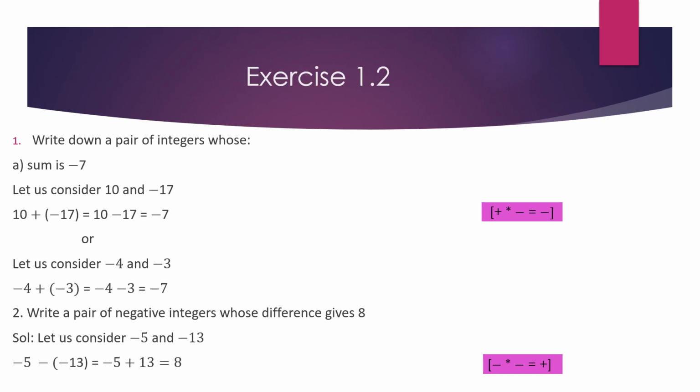Now the next one, write a pair of negative integers whose difference gives 8. Here they have given difference, so we need to subtract and we should take two negative integers. So when we subtract, we should get the result as 8. So here I have taken minus 5 and minus 13. Minus 5 minus minus 13 is equal to minus 5 plus 13, which gives us 8.